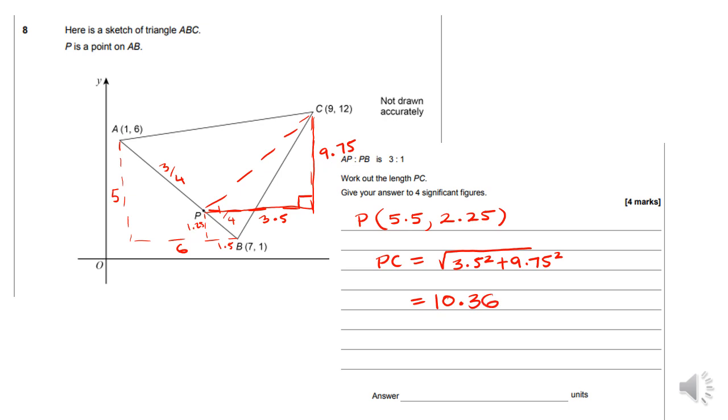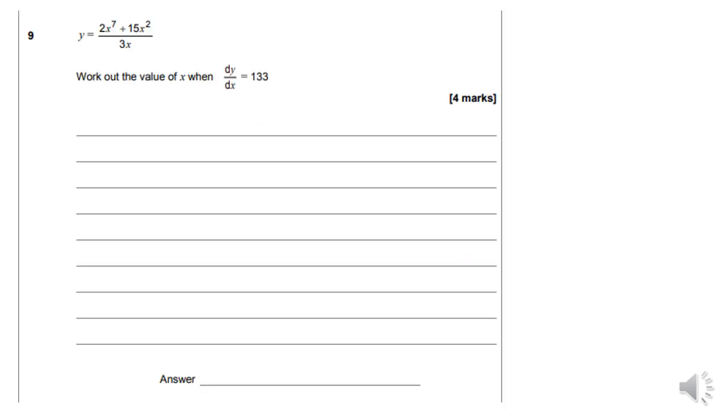Right, here we've got an expression for y, which is 2x to the power of 7 plus 15x squared, divided by 3x. We want to work out the value of x when dy by dx, so the differentiated expression, is equal to 133. So the first thing I'm going to do is rewrite this. I'm going to have this as 2x to the 7 plus 15x squared. I'm still going to divide it by 3, but I'm going to bring the x up. So I'm going to say that that's all multiplied by x to the minus 1.